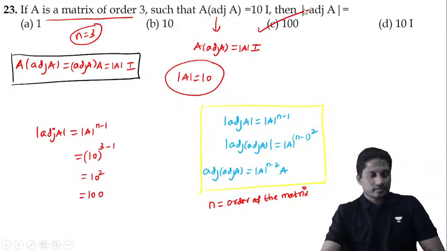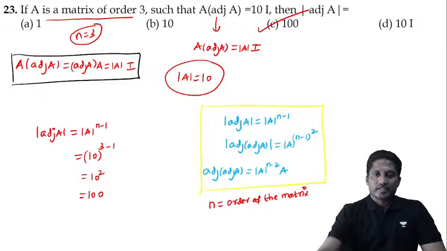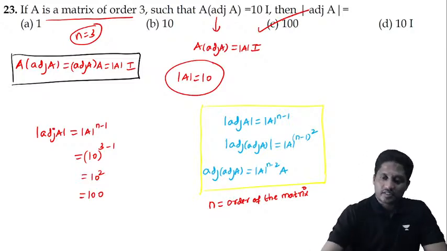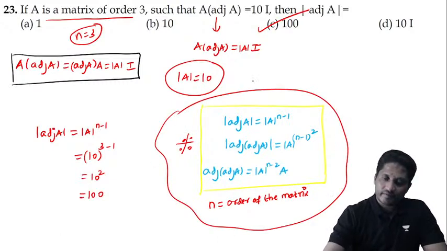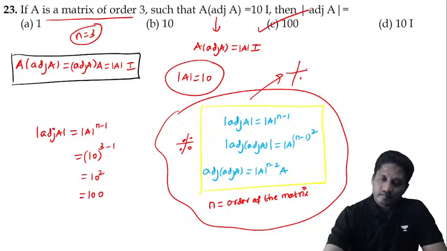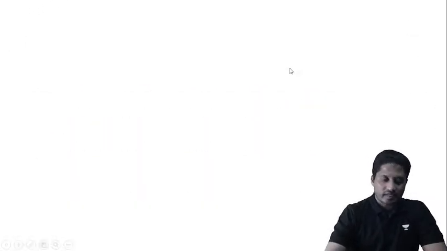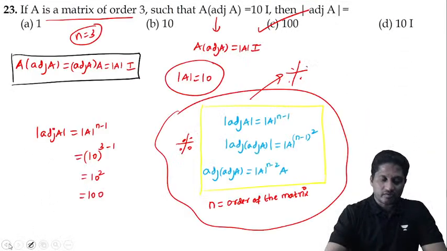Answer is option C. Alright, let's move to the next question. These results are very important. Just make a note of this, which are extremely useful in any competitive exam. In all the three cases, n stands for the order of the matrix only. Let's move to the next question.